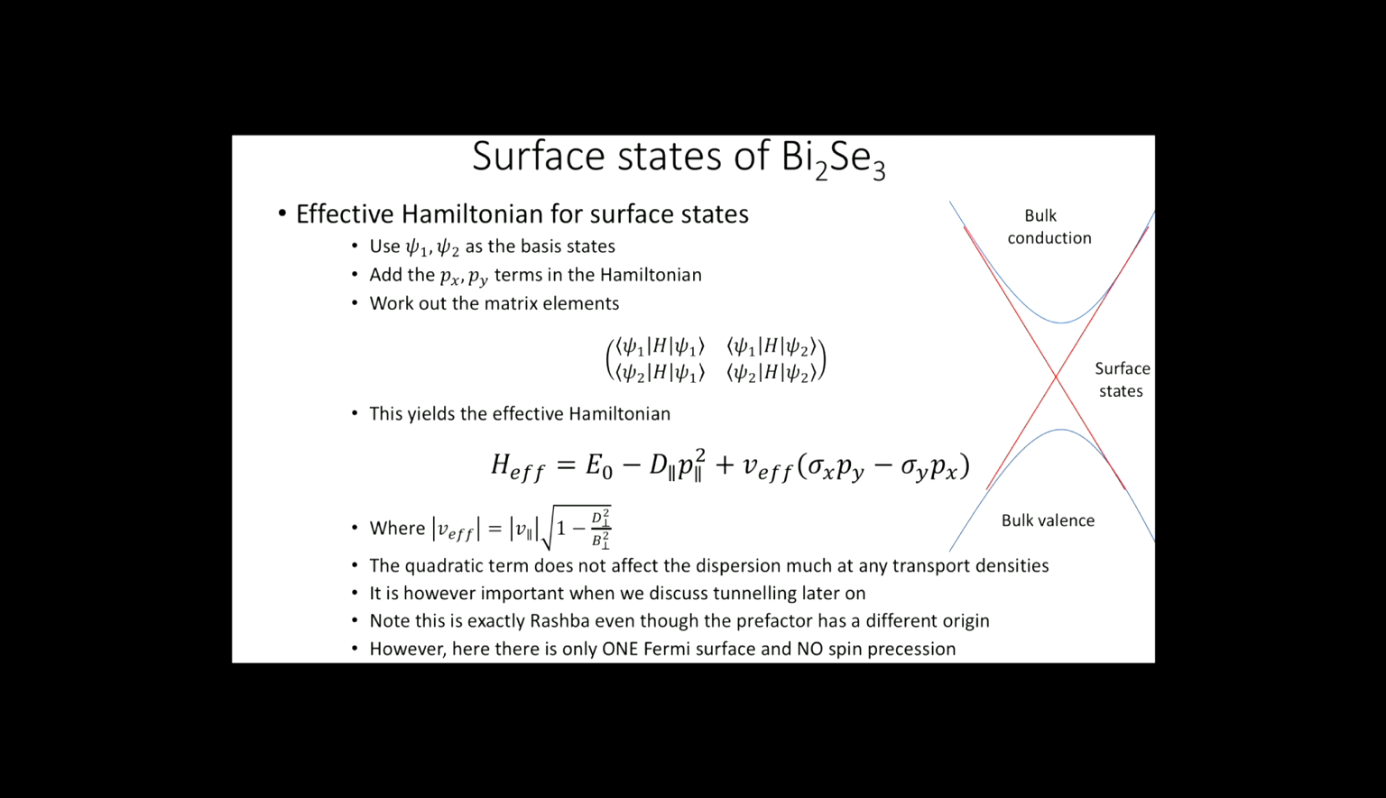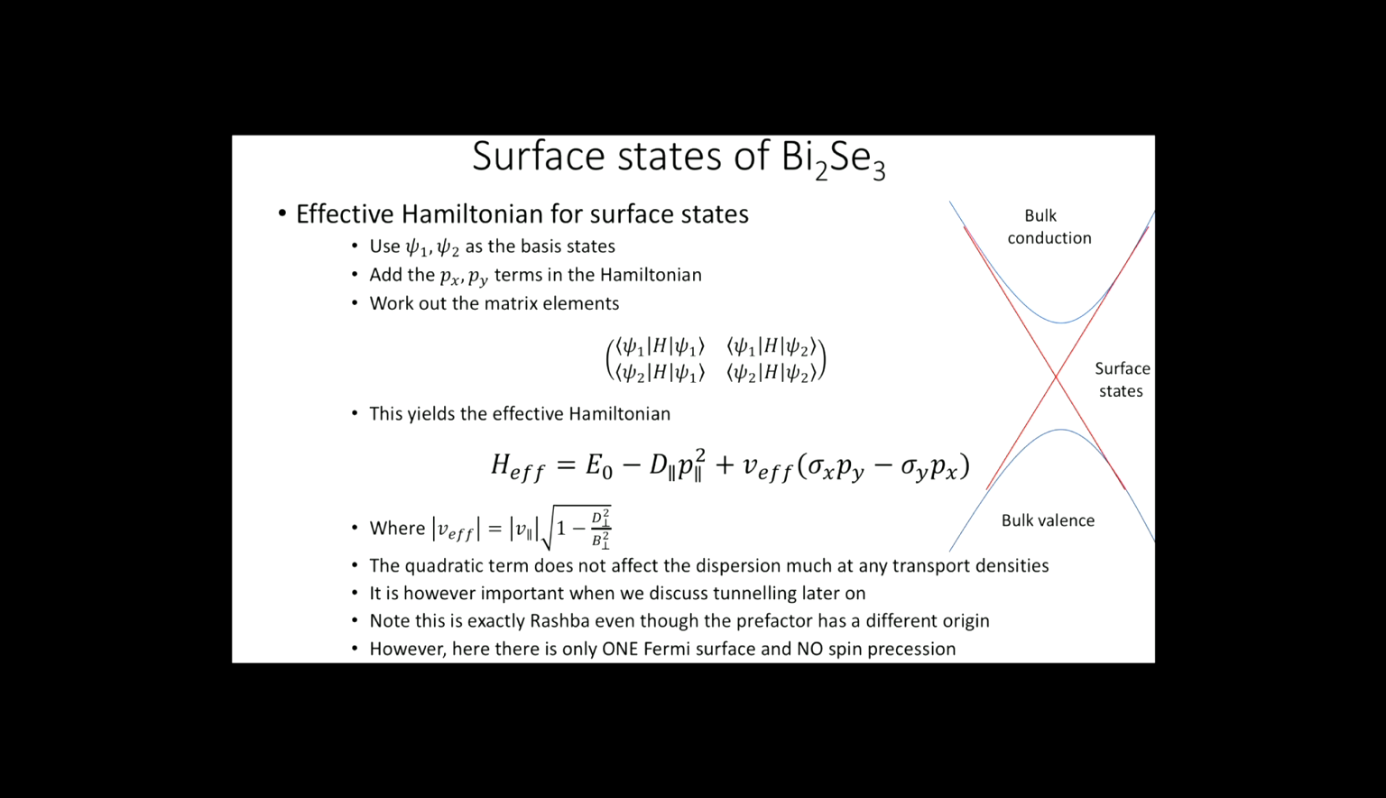So now we have to restore them. We have two basis states, psi1 and psi2, that we have just worked out. So we now want to add the px and py terms in the Hamiltonian. That means we take psi1 and psi2, and we take the Hamiltonian complete with the px and py terms, and we have to calculate the matrix elements psi1 H psi1, psi1 H psi2, the complex conjugate, and the second diagonal element.